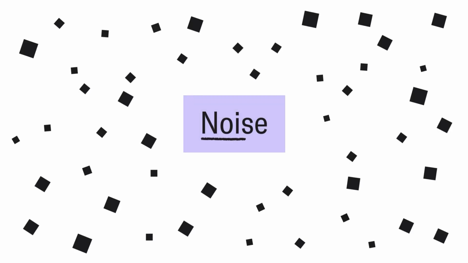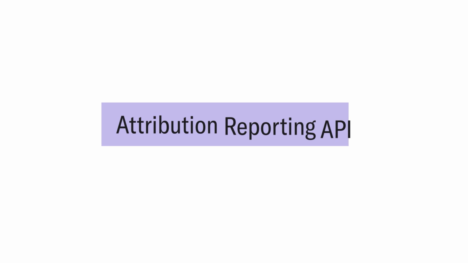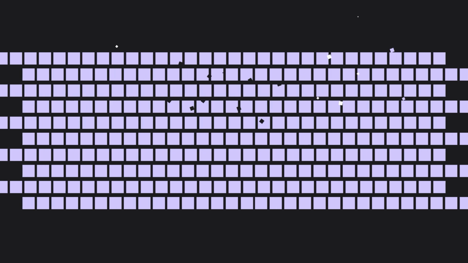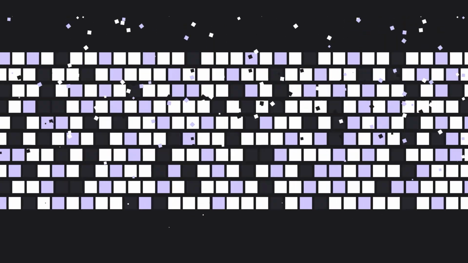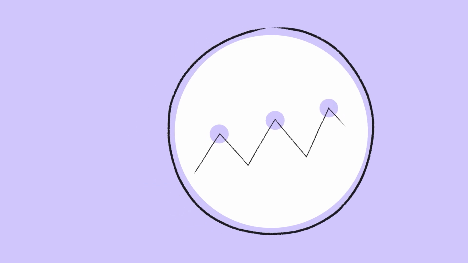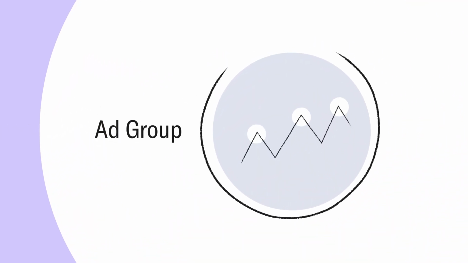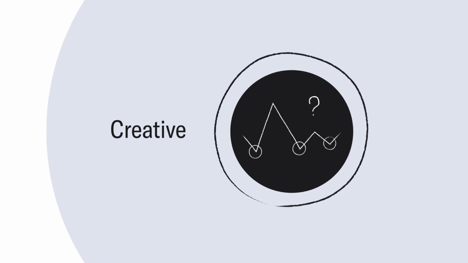The reason for this is noise. The Attribution and Reporting API, which is the Android Privacy Sandbox equivalent of SCAN, has a suite of privacy-preserving mechanisms which adds little bits of noise into your data. You'll still be able to measure your performance at the campaign level and probably at the ad group level. But if you start getting down to creative, it might get a little bit shaky.